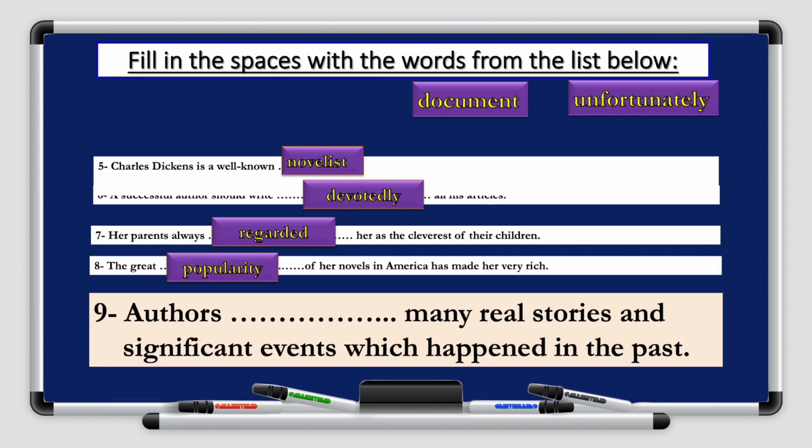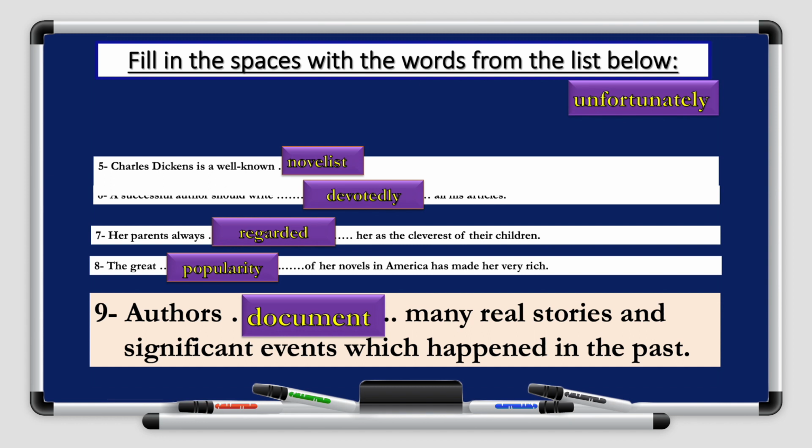Number nine, authors many real stories and significant events which happened in the past. In the past. So authors need to what? They need to document many real stories. So people after them can read and can know what happened.